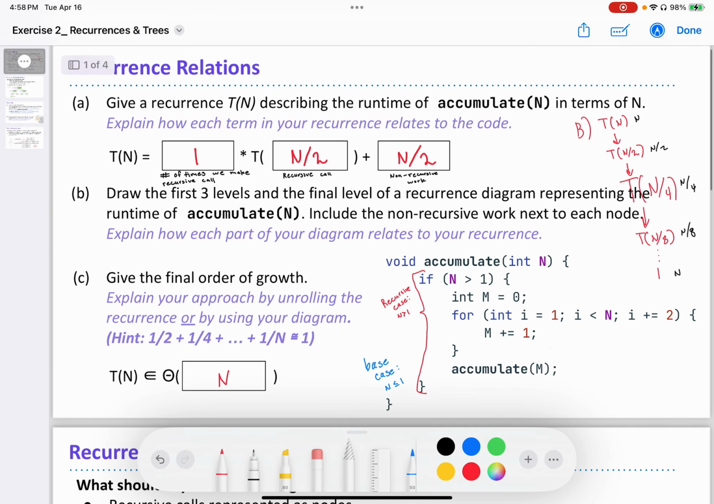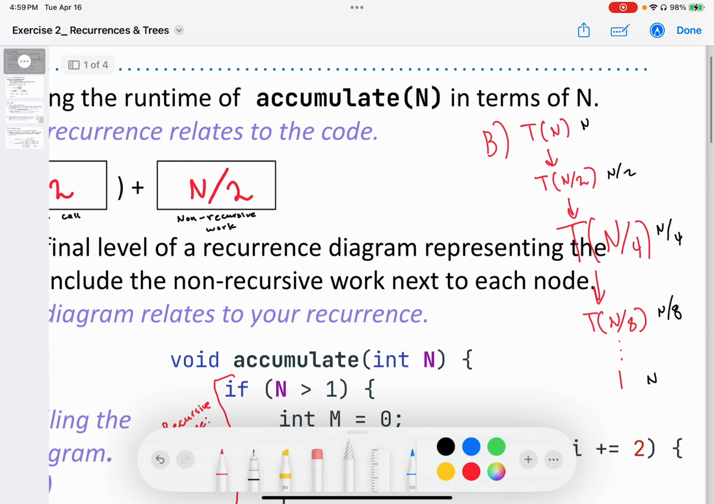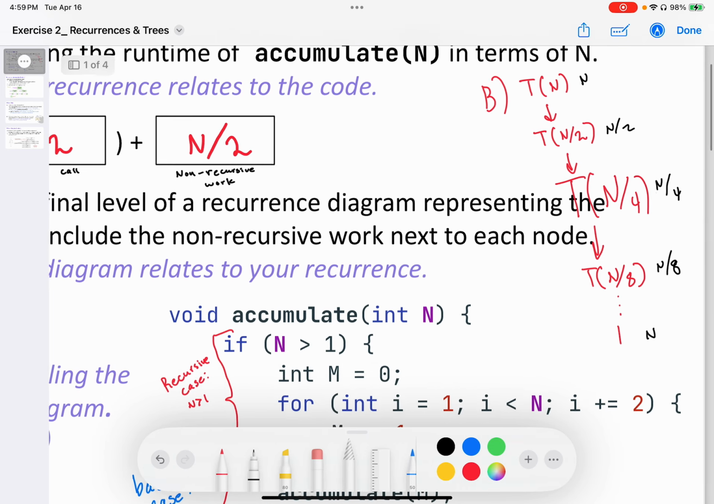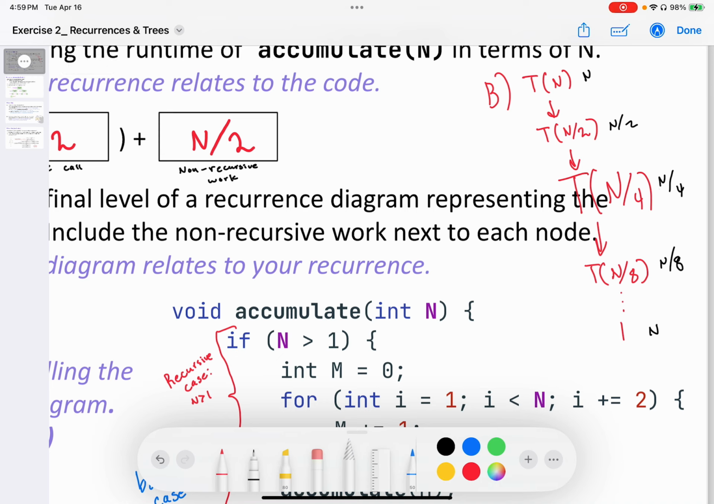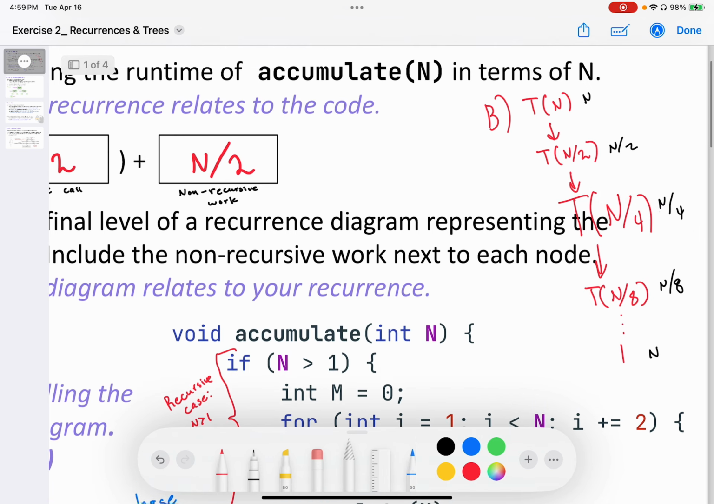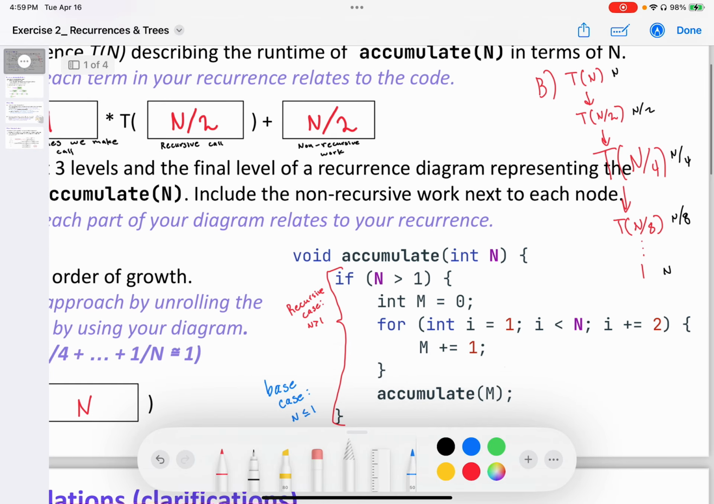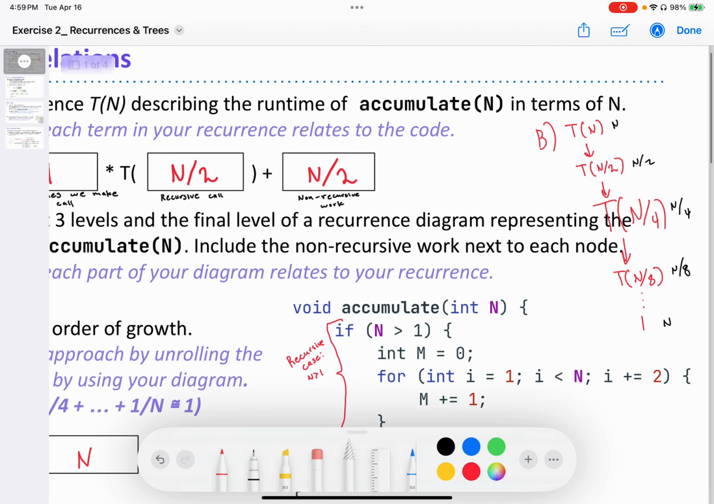And for part B, for my diagram of the first 3 levels, it starts off at T(n), and then T(n/2), T(n/4), and then T(n/8), and so on until it reaches the base case of 1. And for the non-recursive work, we see that it starts off as n, and then n/2, and then n/4, and then n/8. Because there's only one recursive call, this diagram has no other children besides each node has one child.